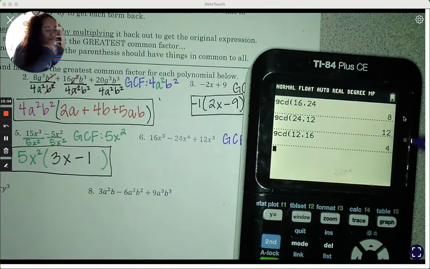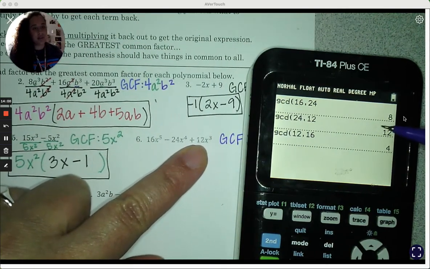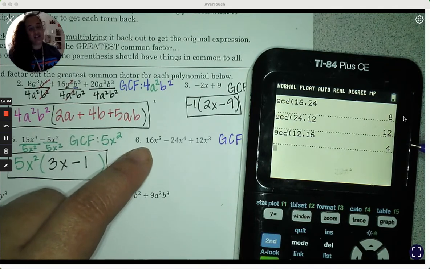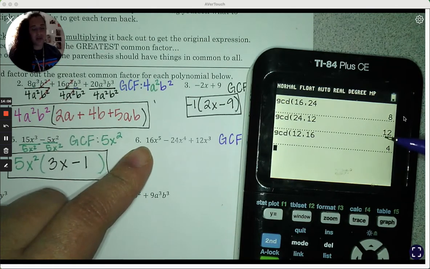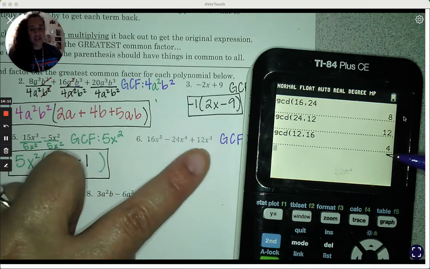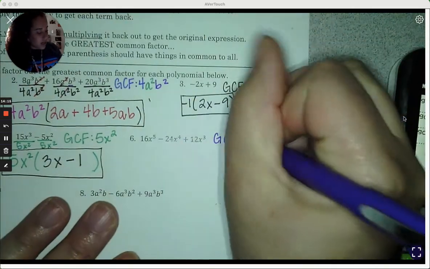Four. Okay, so if I were to use 8, not every single one of these numbers is divisible by 8. So 12 isn't divisible by 8. If I use 12, 16 isn't divisible by, or I'm sorry, by 12. But if I use 4, I can divide every single one of these numbers. Okay, so I know I'm going to have a 4.